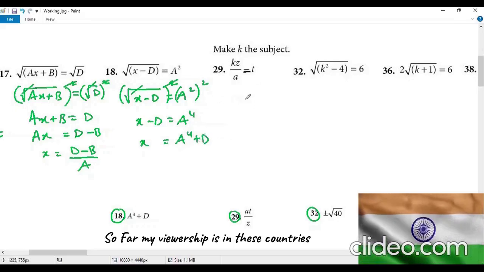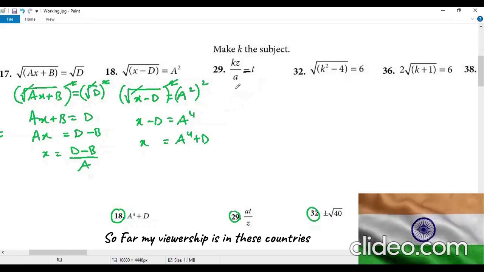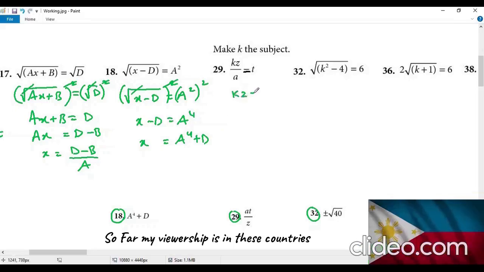When it comes to question number 29, it says to make k the subject. So k is going to stay here, a is dividing, so on the other side it will go and multiply with t, and k is going to be here, and at divided by z. This is going to be your final answer.